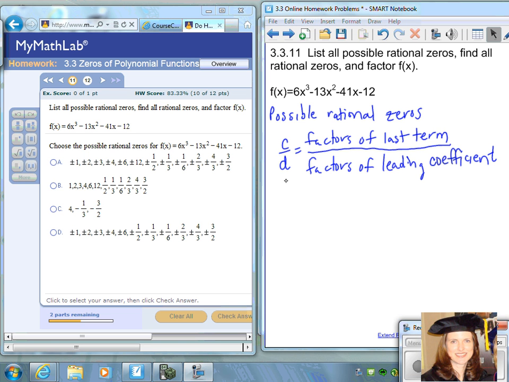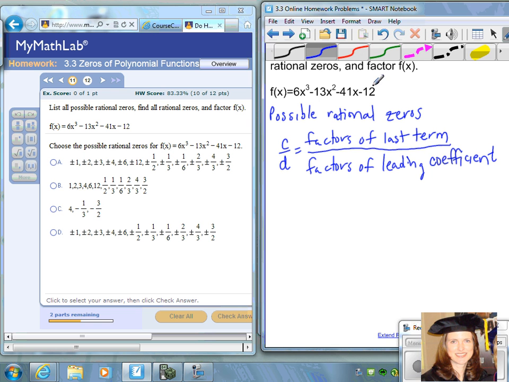All rational zeros are in the form of a fraction, or can be written as a fraction, where the numerator is a factor of the last term divided by the denominator, which is a factor of the leading coefficient. Now the last term here is our negative 12. The leading coefficient is 6.